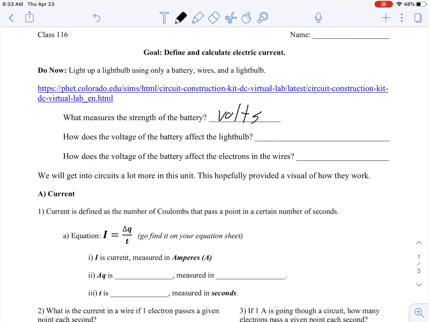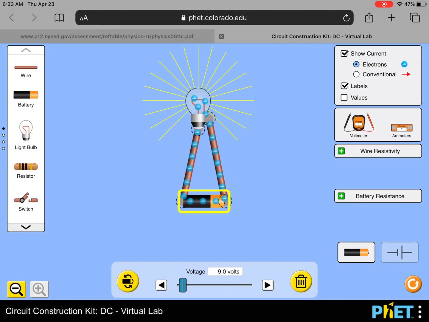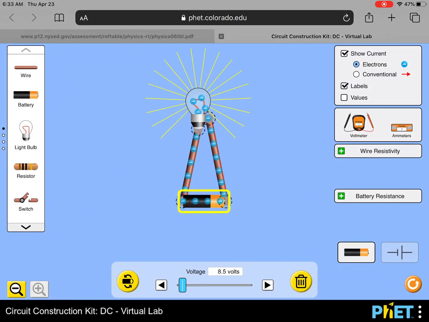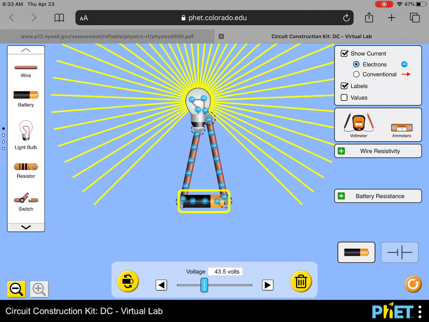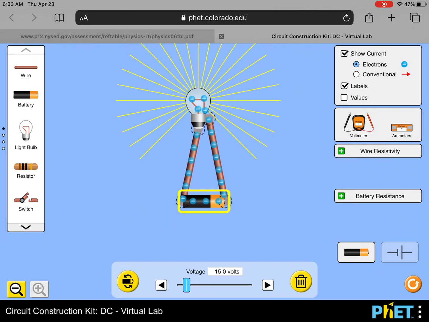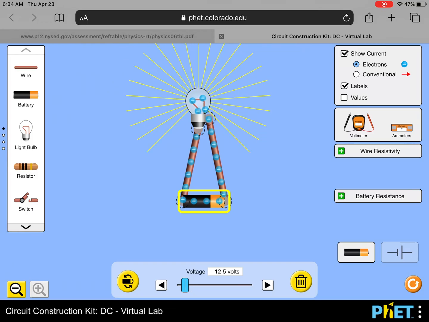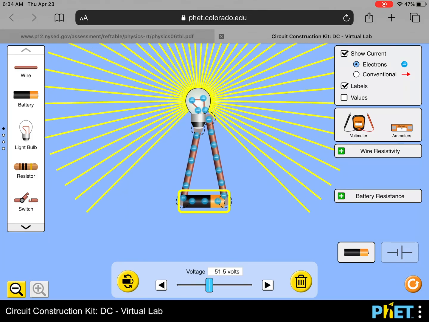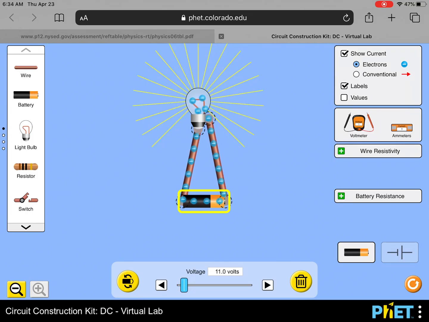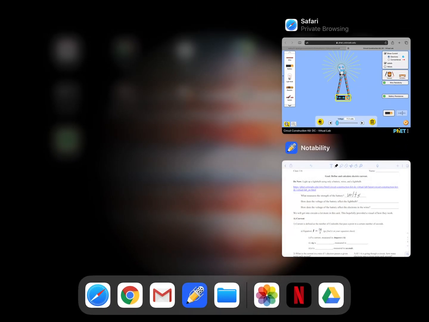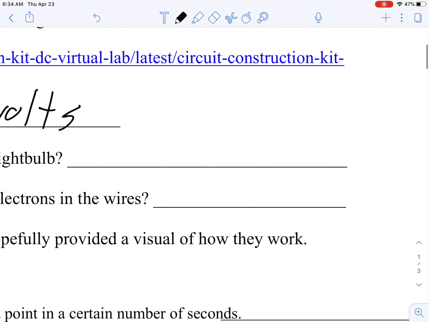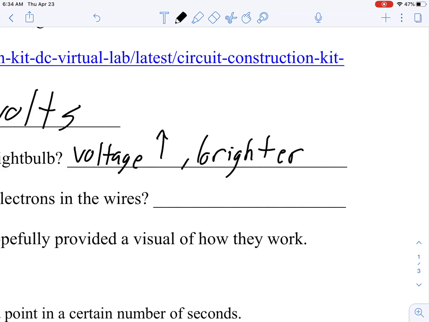All right. How does the voltage of the battery affect the light bulb? Let's see. So if I turn the voltage down, if I turn it up, how is that affecting the light bulb? Hopefully you notice more voltage, brighter, less voltage, less bright. Probably something you already knew. So as voltage goes up, brighter. And then, as voltage goes down, it's dimmer.